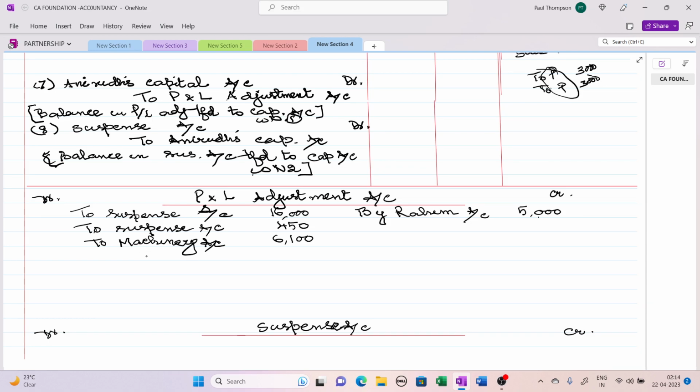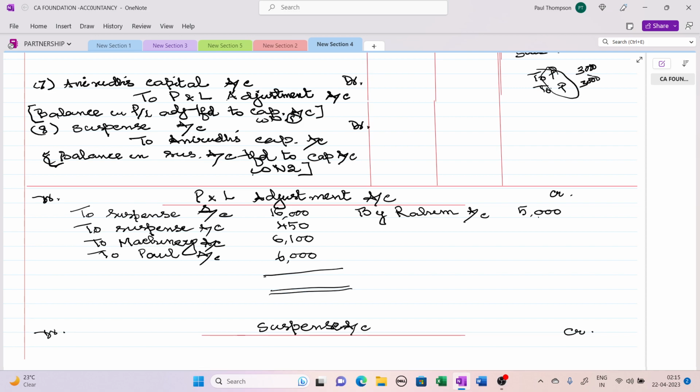Last entry, PL adjustment account to Paul account, because the purchase was entered as sales. That was 6,000 rupees. See here, the purchase entered as sales means the credit side of the trading account has gone up. So automatically GP would have gone up. Automatically capital account would have got credited with more amount. Okay. So now these are the items in the PL adjustment account.